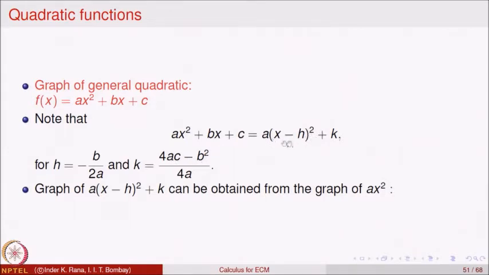Because if you want to write this, then the right hand side will be a times (x − h) whole square, which will be x² − 2xh + h², and when you open out you will get a times x² minus 2axh plus ah² plus k equal to this. So, when you compare, the constant term here will be equal to the constant term on this side, the coefficient of x is b on this side, and that will be −2ah on that side, and the coefficient of x² is a, that is equal to a.